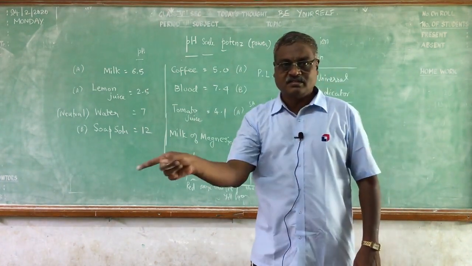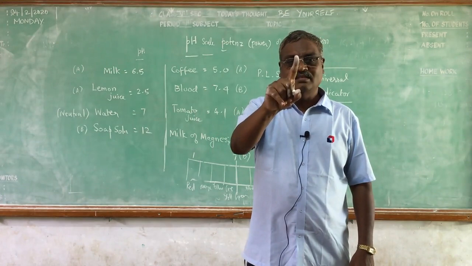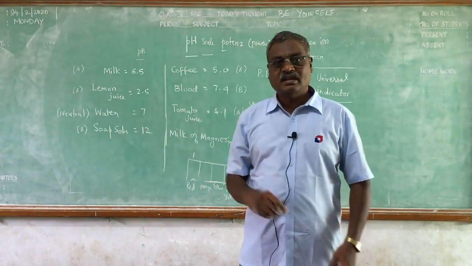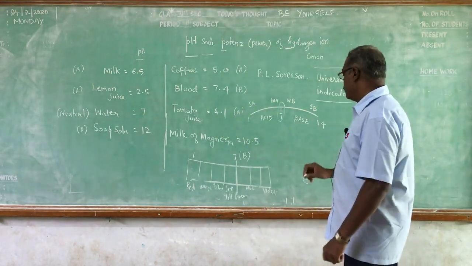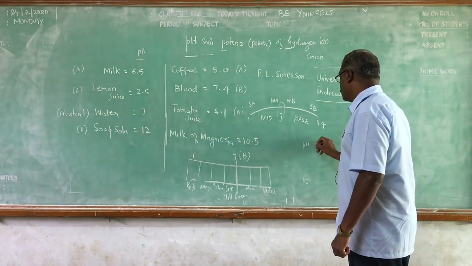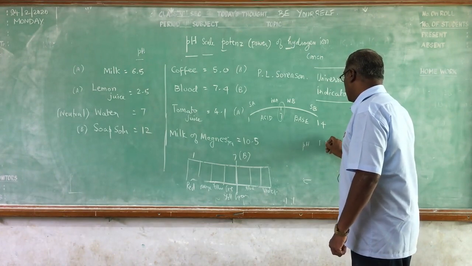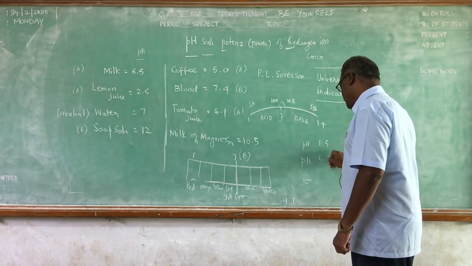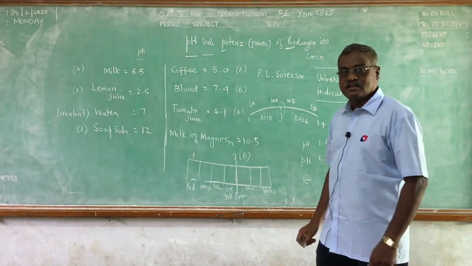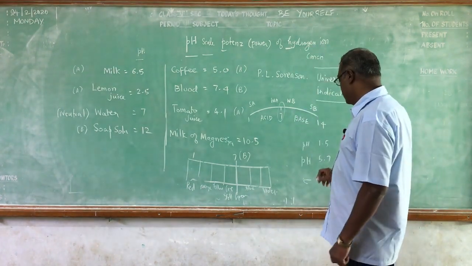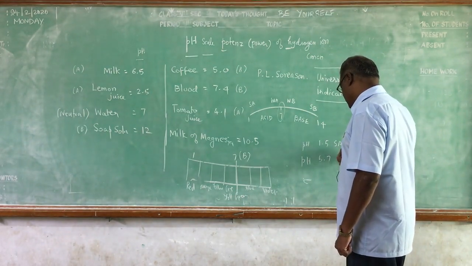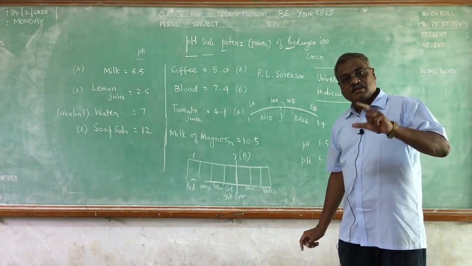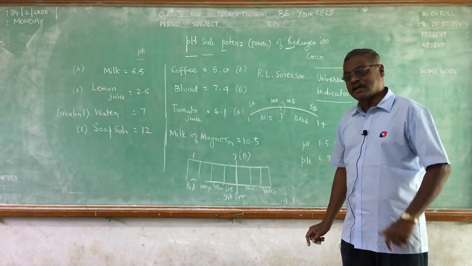So the scale goes like this: strong acid, weak acid, then neutral, then weak base, then strong base. For example, if one solution has a pH of 1.5 and another has 5.7, which is the strong acid and which is the weak acid? Here 1.5 is the strong acid, and 5.7 is the weak acid, because if the pH value is less, then it is a strong acid.